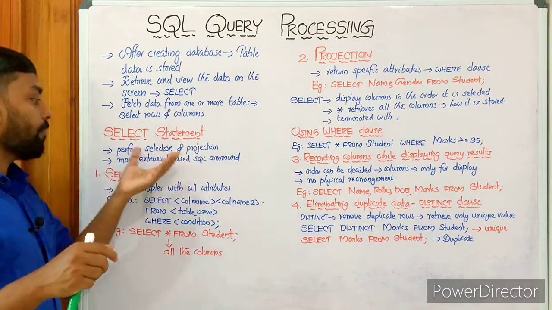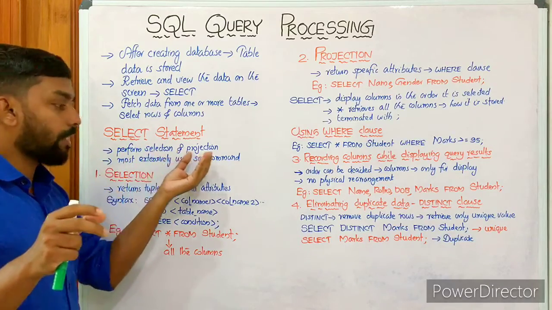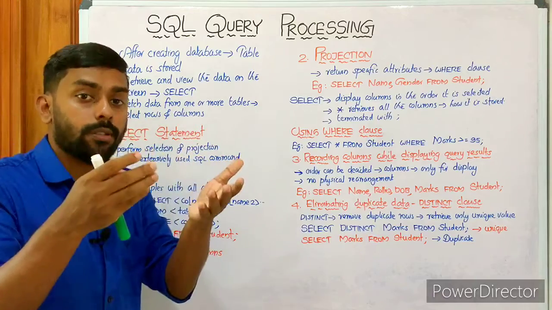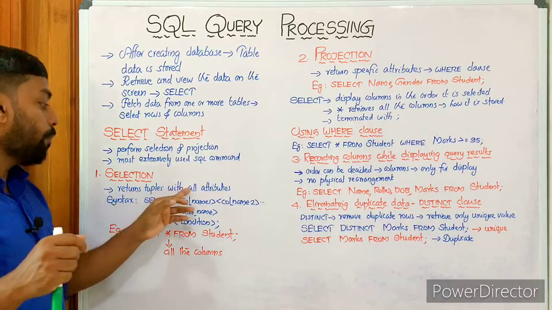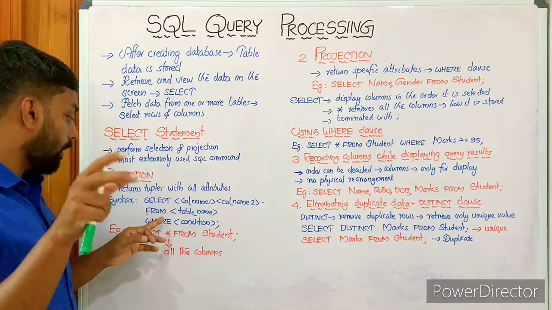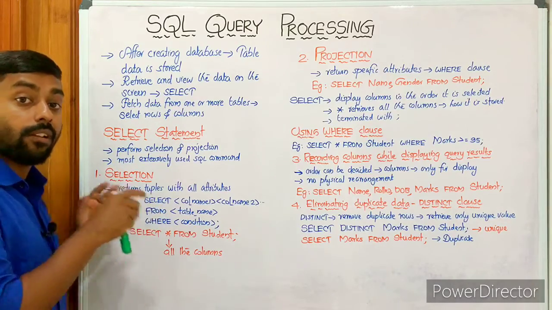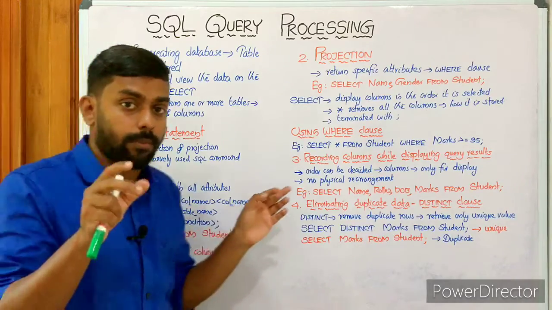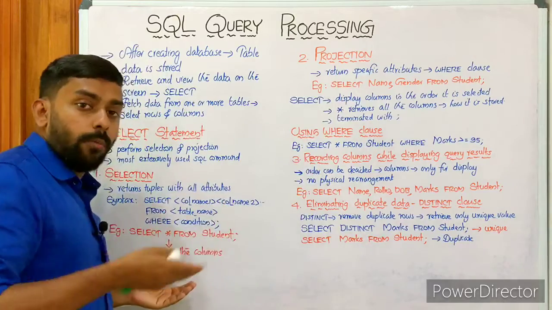The select statement performs selection and projection, and it is the most commonly and widely used SQL command. Selection is related to rows, selecting rows, and projection is selecting columns. It returns tuples with all attributes. Syntax: select column name, column 2 from table name where. Actually the formation is select, from, where. Then select star from student. Star means all the columns, so it selects all the tuples in a relation, right?